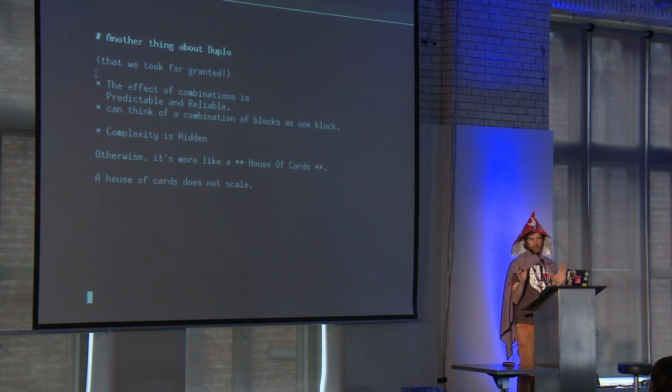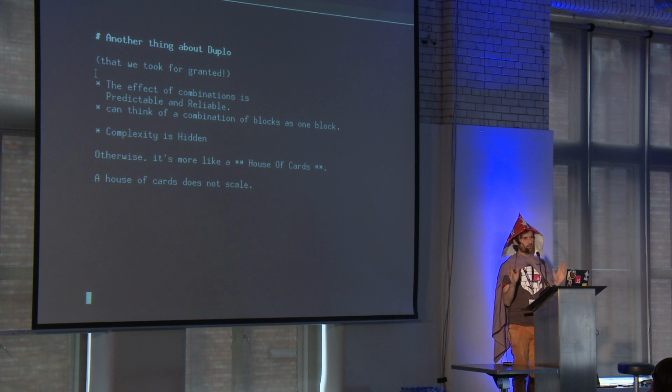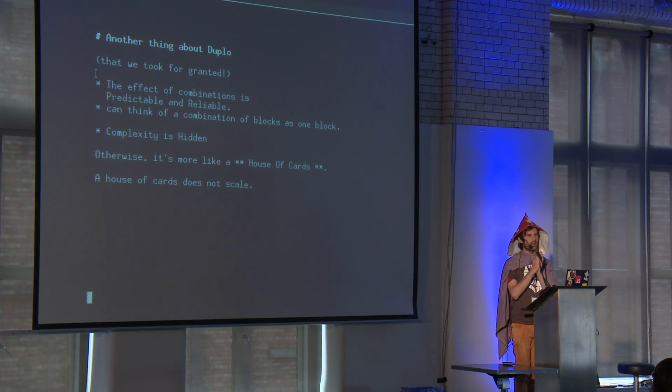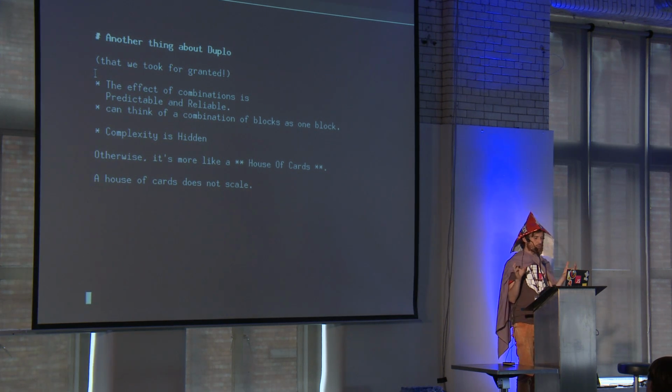There's another thing about Duplo that we took totally for granted, because it's just the default in the physical world, which is that the effect of combinations is predictable and reliable. When you have two blocks that are plugged together, you can think of them as just one block. That's that particular shape. You don't need to glue them together or anything like that. That's what makes Duplo simple.